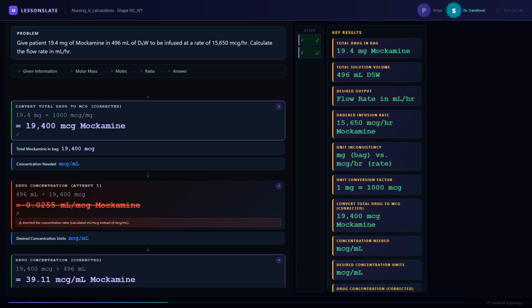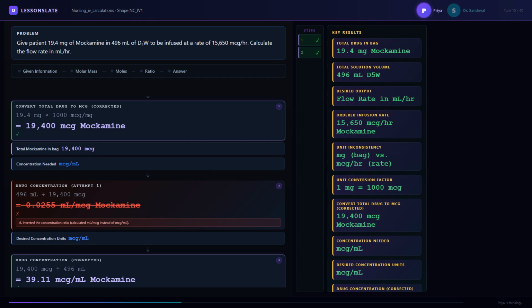Excellent, Priya. You've got it exactly right this time. 19,400 micrograms divided by 496 milliliters does indeed give you approximately 39.11 micrograms per milliliter. That's our concentration. Now that we know how much Mockamine is in each milliliter and we have the ordered infusion rate in micrograms per hour, what can we do to find the flow rate in milliliters per hour?